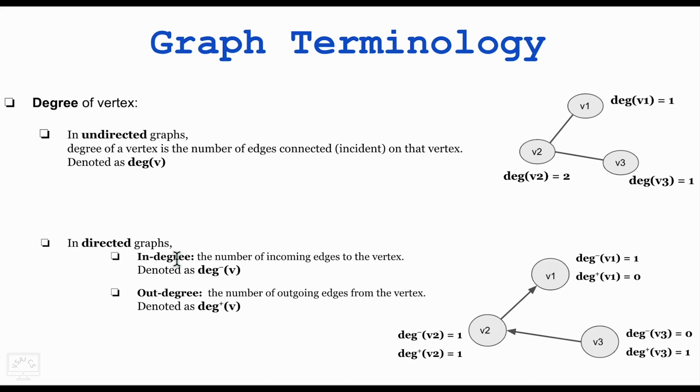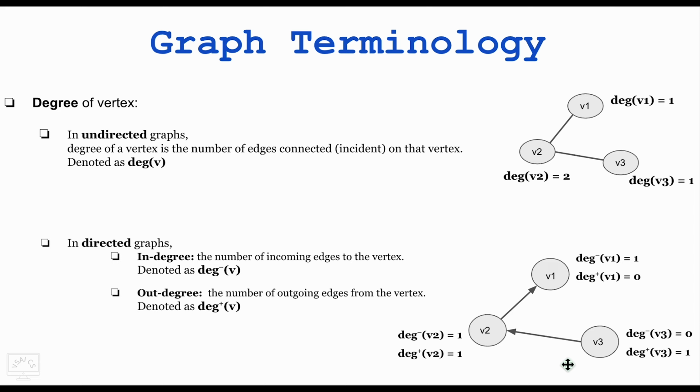In directed graphs, since the edges have a direction, we have two different types of degrees for a vertex. The first one is in degree. The in degree of a vertex is the number of incoming edges to that vertex, and it is denoted as deg of v with a minus sign in the superscript. The next one is out degree. The out degree of a vertex is the number of outgoing edges from that vertex, and it is denoted as deg of v with a plus sign in the superscript.